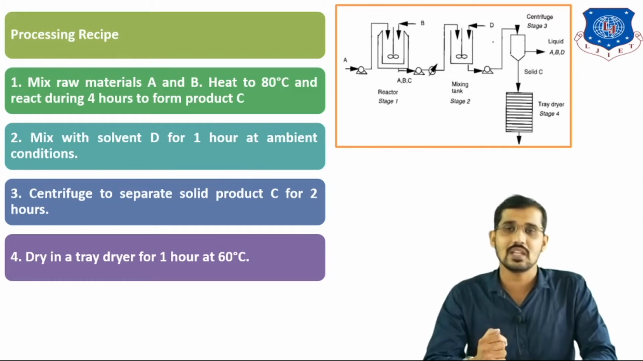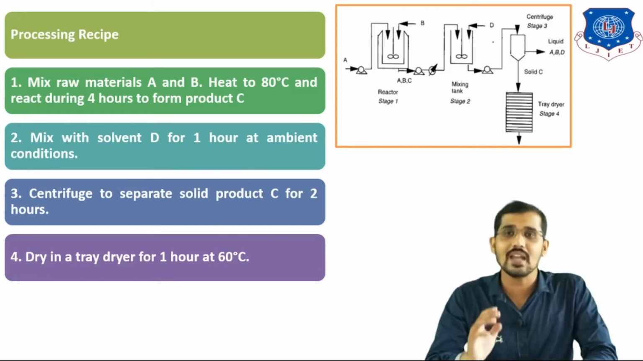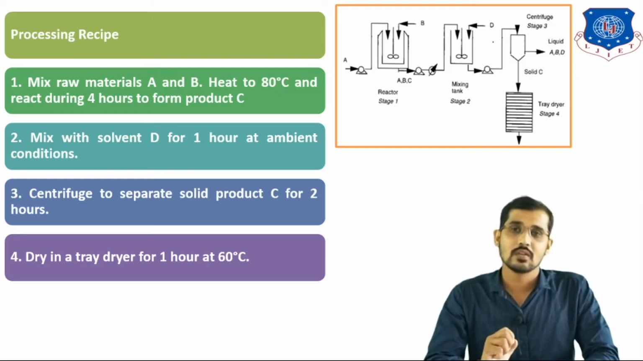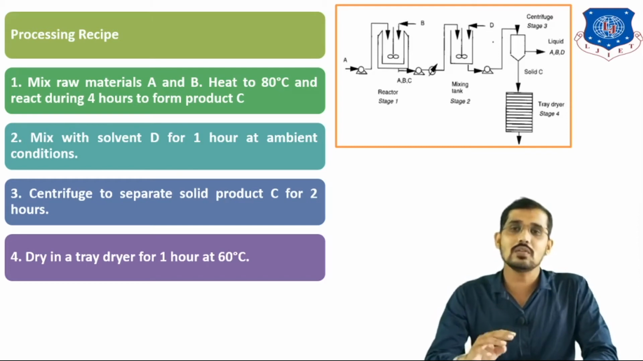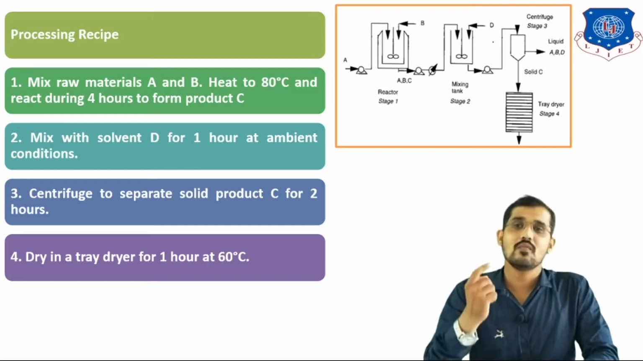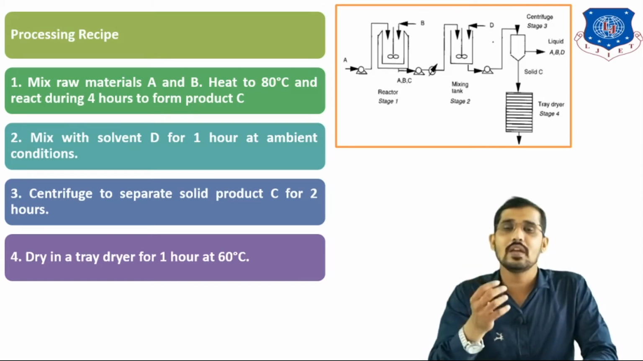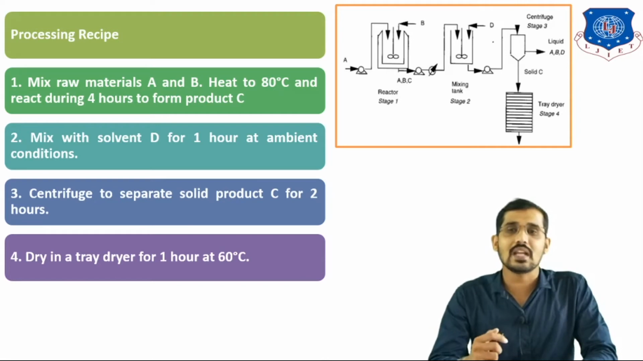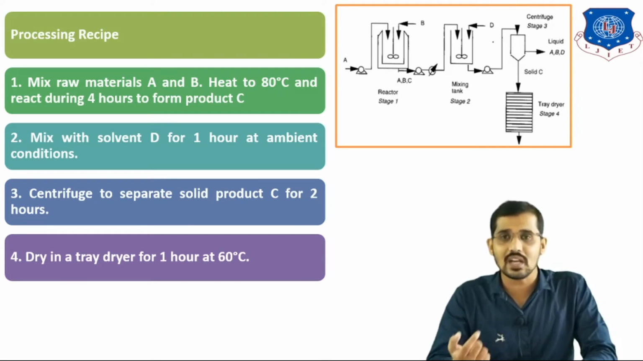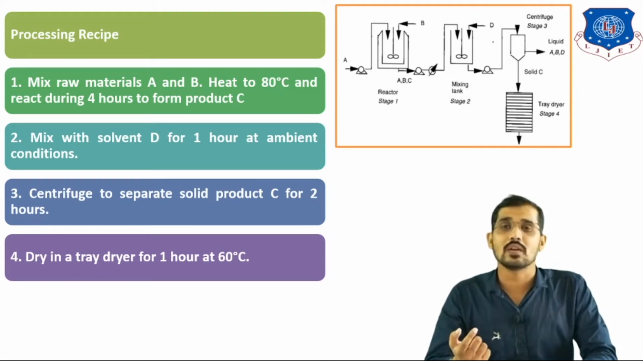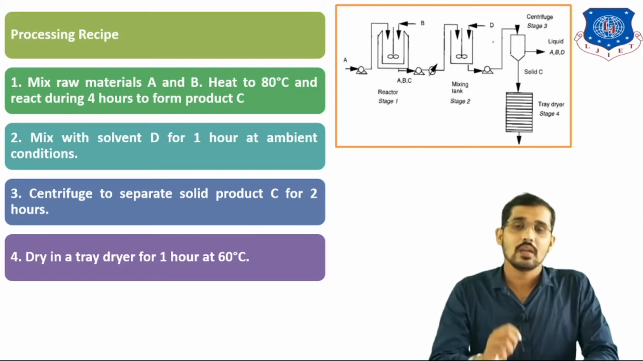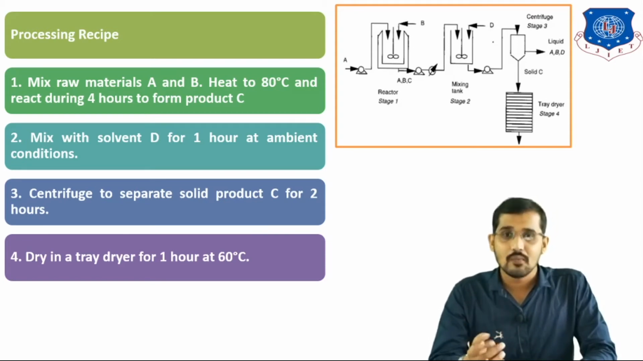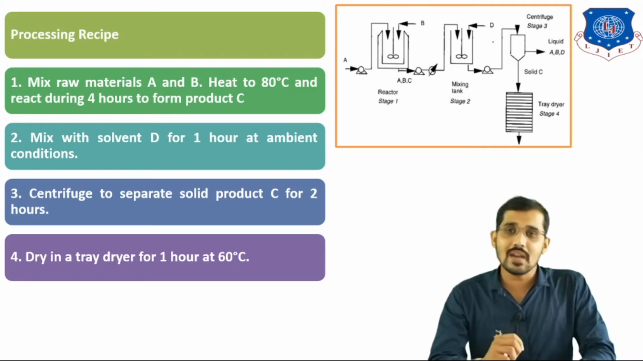You can see on the screen. Fourth point, dry in a tray dryer for 1 hour at 60 degrees Celsius. So these are the 4 equipments used in this manufacturing process. First one is the reactor, where we are adding our raw materials, that is component A and B. After that, whatever product C is generated, we are transferring component C to the mixing tank, in which we are mixing our component C with component D for 1 hour at ambient condition.